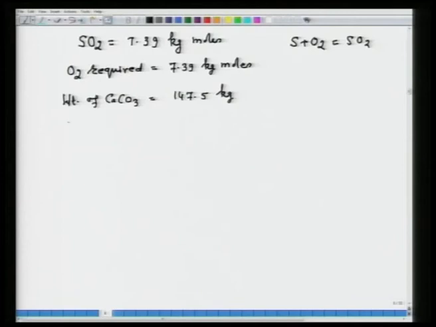Now, weight of calcium carbonate is known to you. So, we know now moles of CO2, because calcium carbonate on dissociation gives you calcium oxide plus CO2, and this CO2 will be in the exit gases. So, moles of CO2 will be equal to 1.475 kg moles.